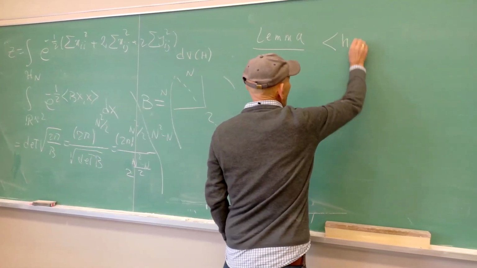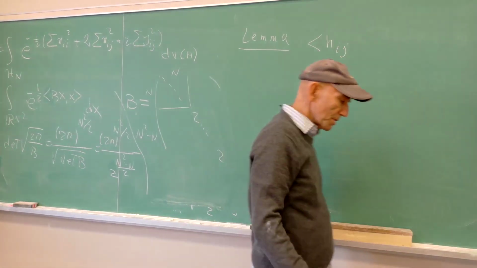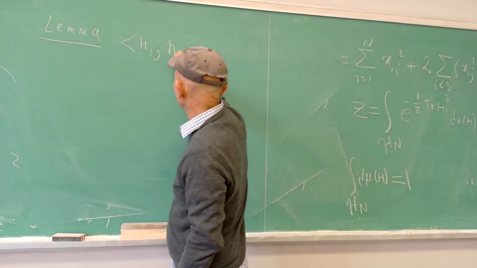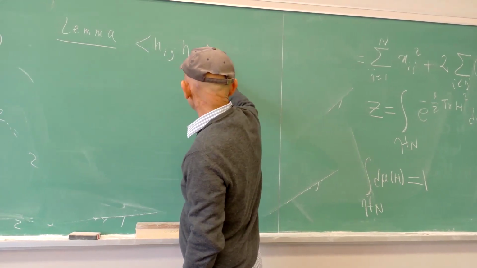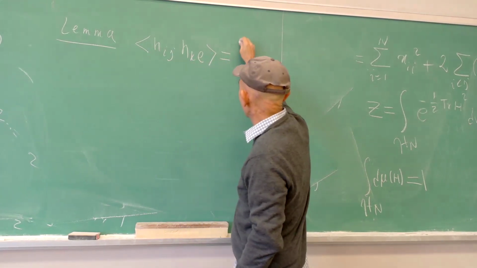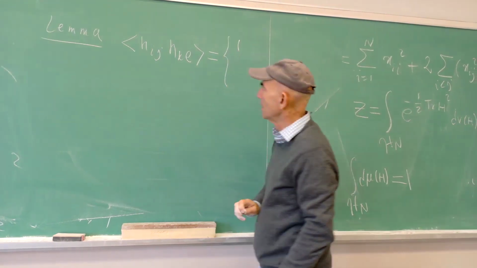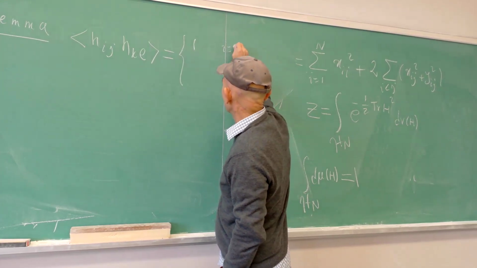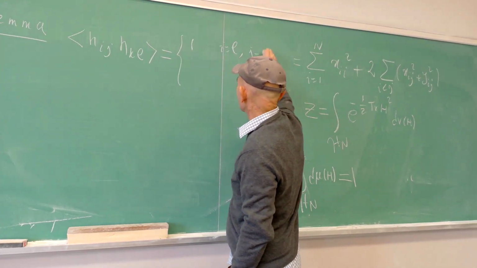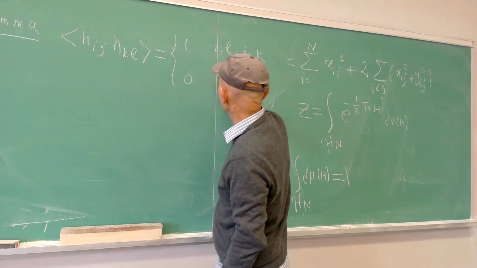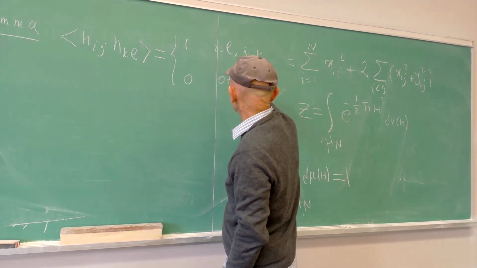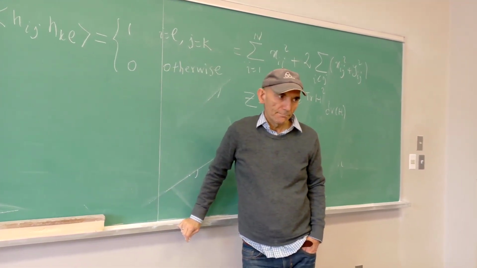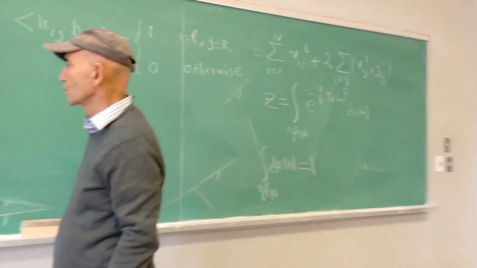The lemma is that the expectation value of H_ij times H_kl is actually equal to 1 if i equals l and j equals k, and is 0 otherwise. I mean, the proof of this.